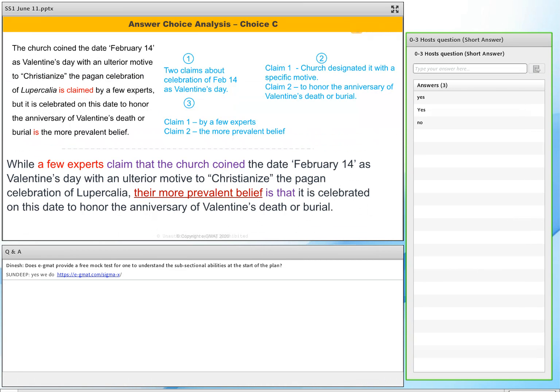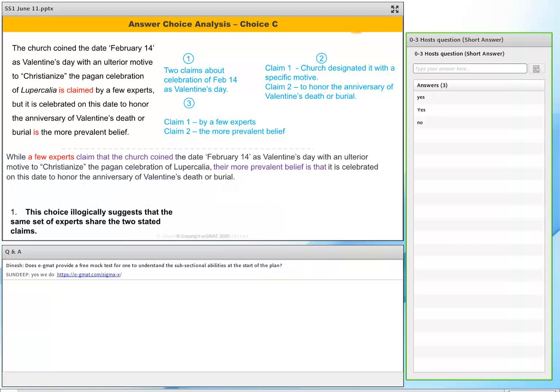Okay. Let's look at choice C. Choice C says, while a few experts claim that the church coined, blah blah blah, with an ulterior motive to Christianize the pagan celebration of Lupercalia, however it's pronounced, their more prevalent belief is. What's going on in choice C? Choice C says the same set of experts are making the claims. Claim 1 and claim 2 were by two different sets of experts, not so much in choice C. In choice C both the claims are by the same set of experts. Can you guys see this? Which is why choice C is wrong.